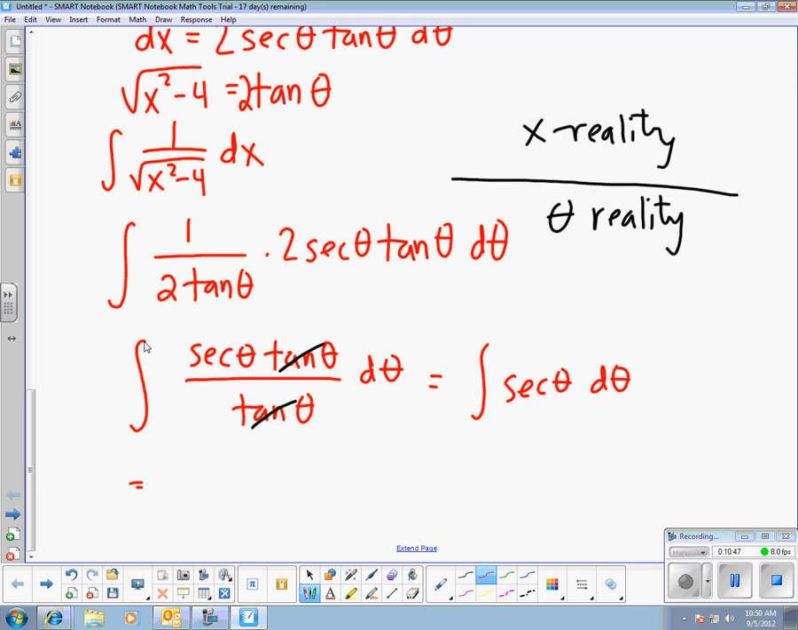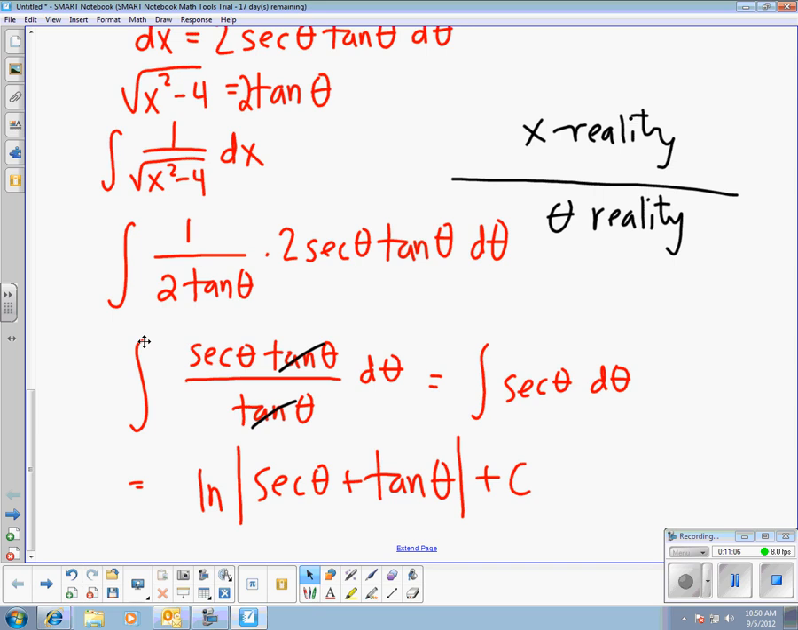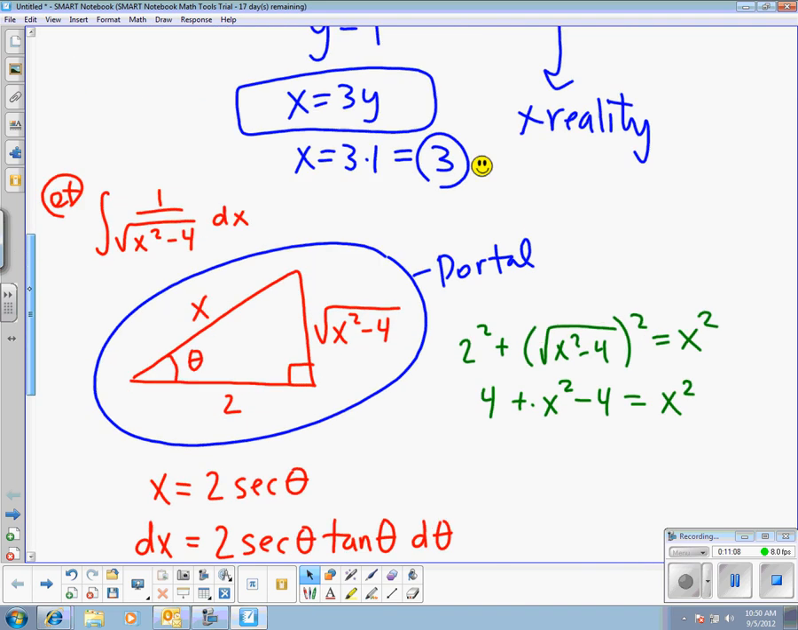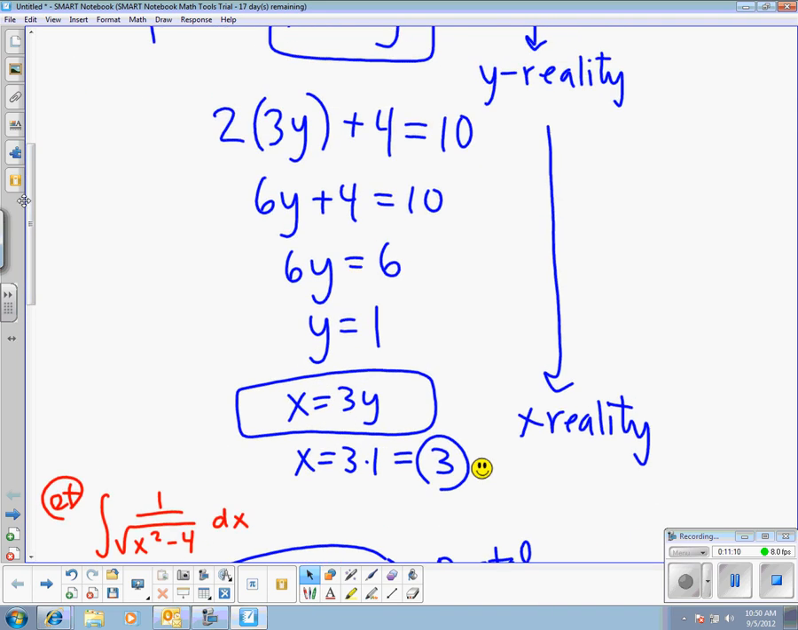This is equal to the natural log of the secant of theta plus the tangent of theta, in absolute values, plus c. All right, so this is the integral, but this is the integral in theta land. If you remember our opening example, this is what would be like y equals 1. Y equals 1, and that's true, and that's great, but I don't care what y is. I care what x is.